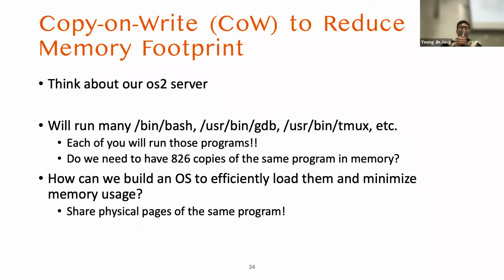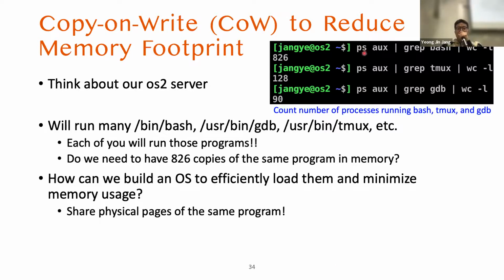So first one is copy on write. As the name itself says, we do a copy whenever a write happens. This mechanism is for reducing memory usage on the server. Let's take an example on our OS2 server. ps lists all the processes running on the server, and I just want to check how many instances of bash, which is a shell, the command line processor, are running on the OS2 server. That program is currently being used 826 times on the server.